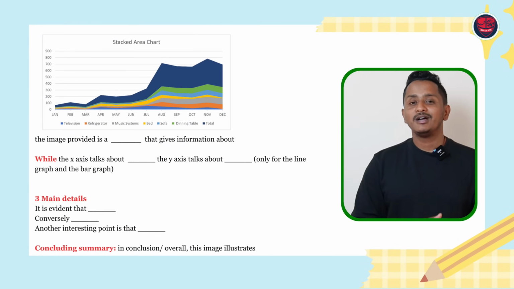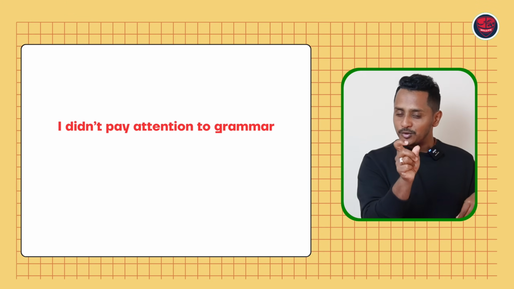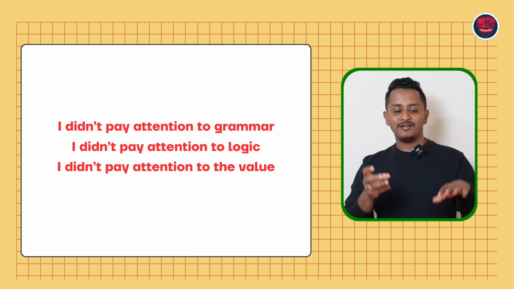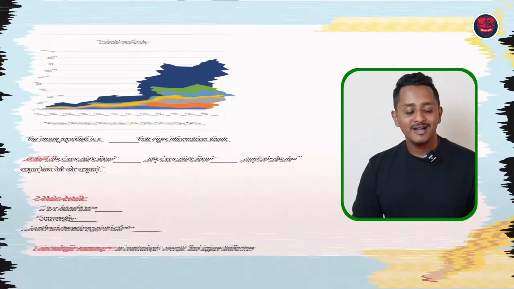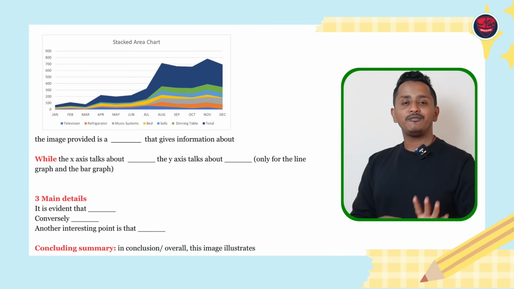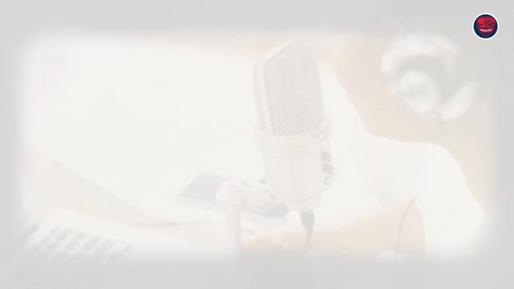from Jan to December. The idea is when I spoke, I did not pay attention to the grammar, I did not pay attention to the logic, I did not pay attention to the value, whether I was interpreting them correctly or not. I just told 300, I just told 200. I may have told 1 also, I may have told 1050 also. But what matters is I did not fumble.